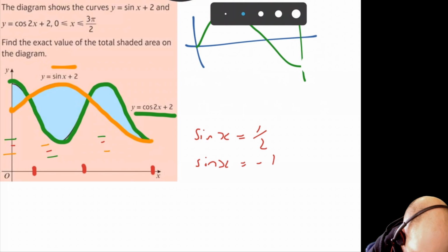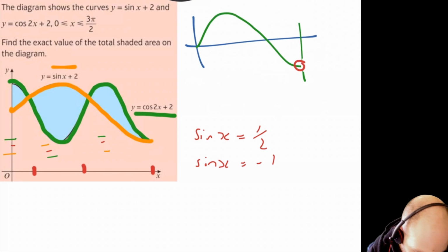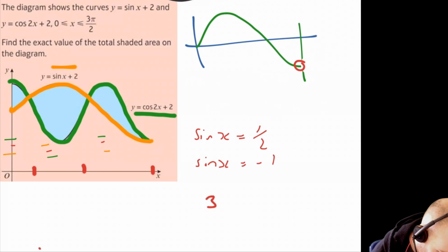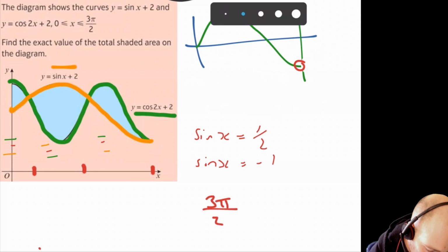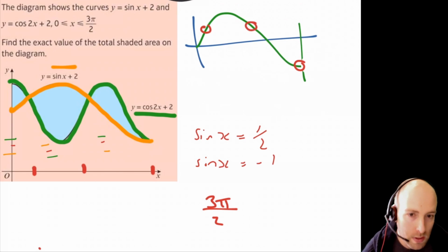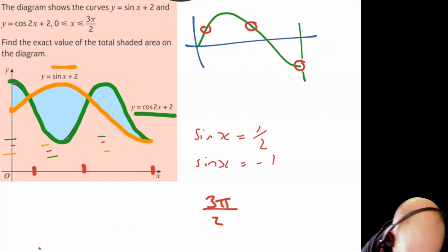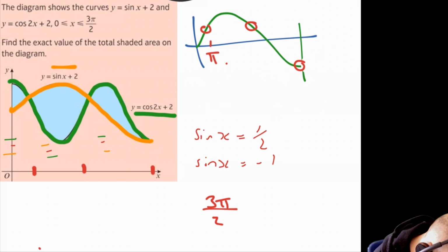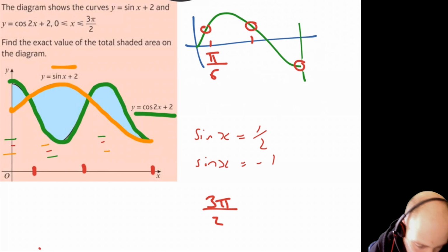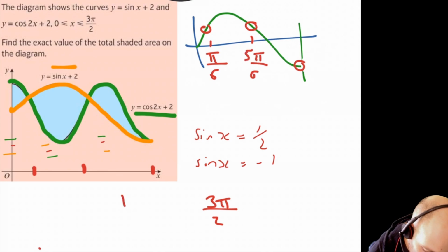So sine x equals minus 1, that's easy. We get one solution, which is 3 pi over 2. The other one is a half, which is going to be this solution here and this solution here. So if I do inverse sine of a half, or arcsine, we get pi by 6, which is going to be this value here. And meaning this value is going to be pi take pi by 6, which is going to be 5 pi by 6.